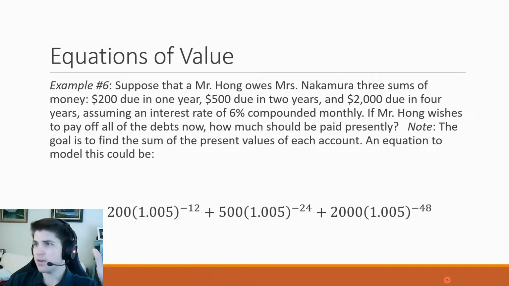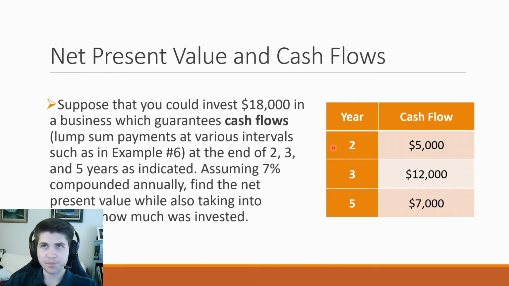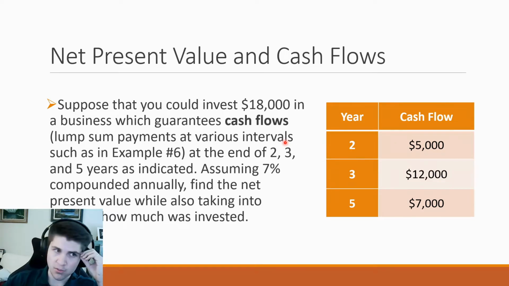So net present value is usually very similar. Let's go ahead and read this. Suppose that you could invest $18,000 in a business which guarantees cash flows at the end of years 2, 3, and 5. Assuming 7% compounded annually, find the net present value while taking into account how much was invested. So in this case, this is very similar, but we're also adding an additional investment cost into the mix.